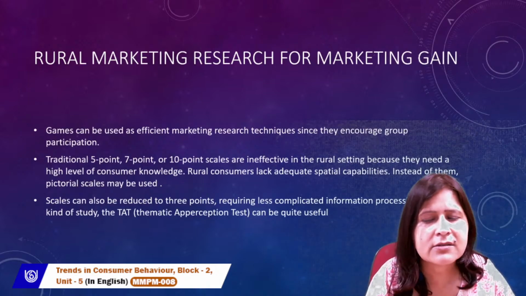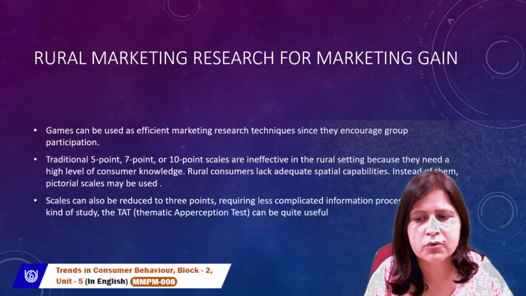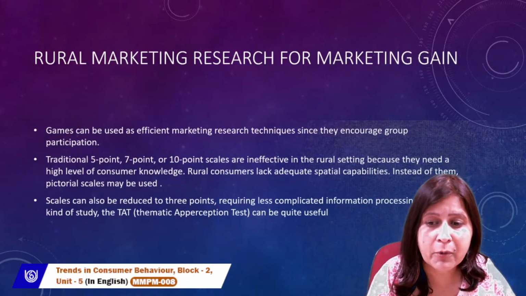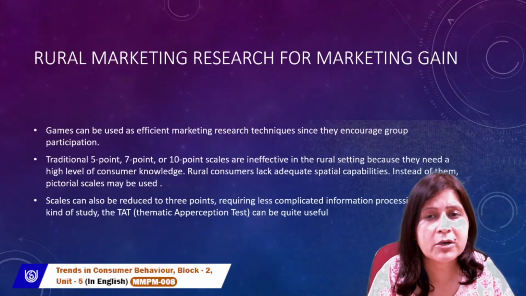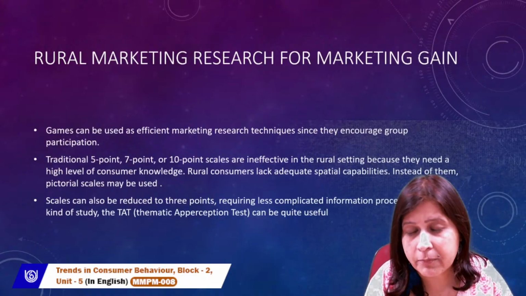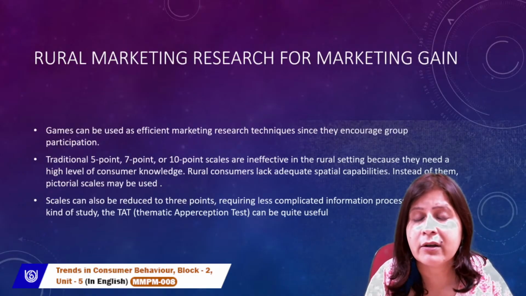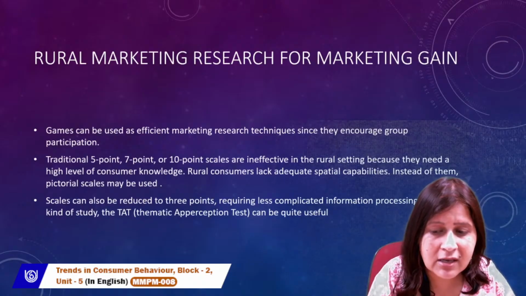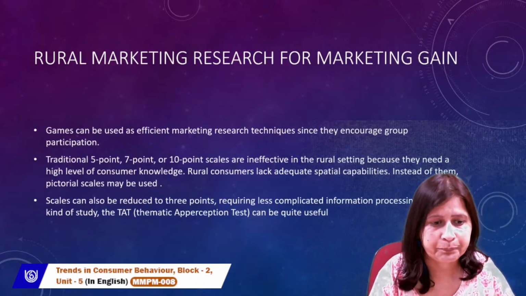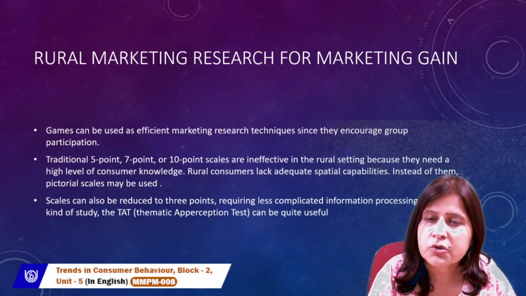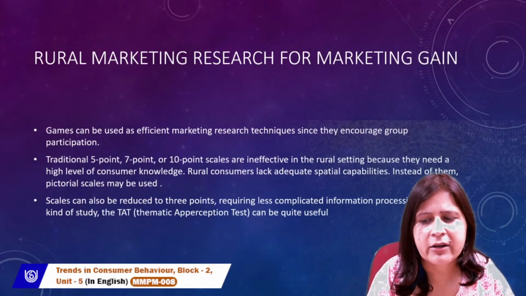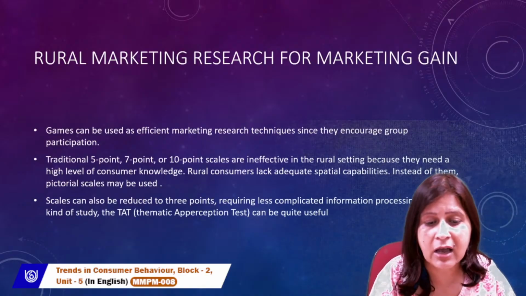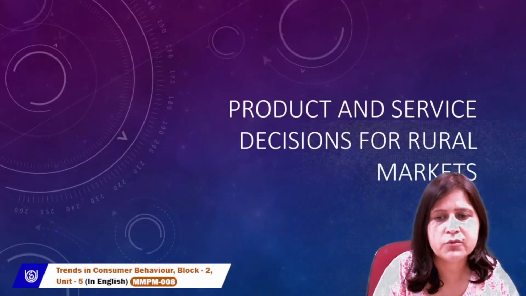But in a rural setting, it is of no use, because these 5, 7, 10 point scales need a high level of consumer knowledge, and rural people don't have that much knowledge. The rural consumer lacks the articulation capabilities, right? Rather than those scales, you can use the pictorial scale. Scales may also be reduced to 3 points, requiring less complicated information processing. For this kind of study, the TAT, that is the thematic apperception test, can be quite useful, right?